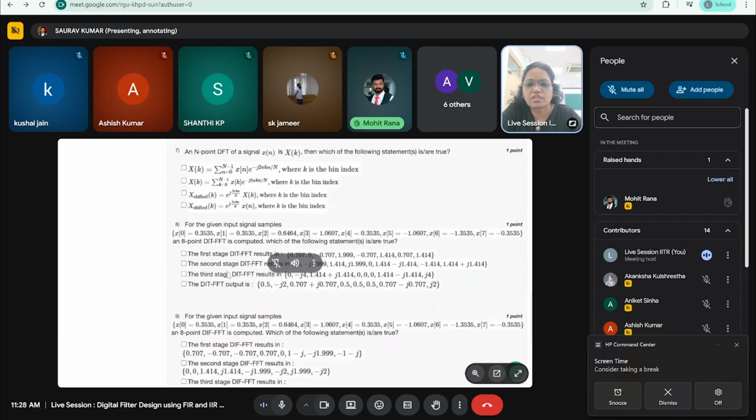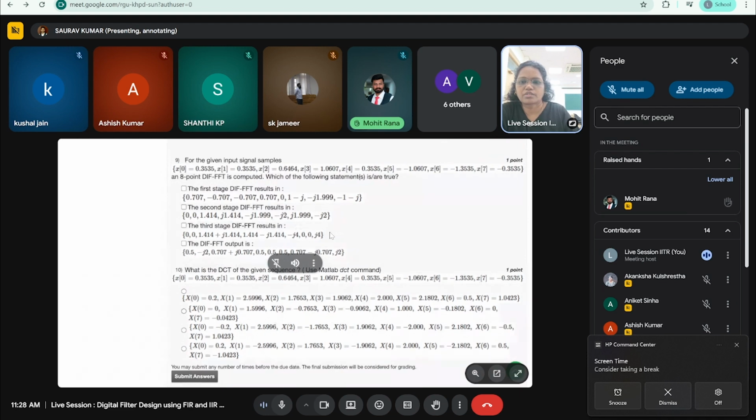And the 8th question is again where samples are given. A few samples, 8 samples are given, and the 8-point DIT algorithm using the FFT is computed, and what should be in the butterfly structure, the first and second stage outputs. How do you compute the first stage and second stage outputs or third stage output? In the 8-point there will be 3 stages. So this question is about putting it in that diagram or equation and obtaining the first, second and third stage outputs.